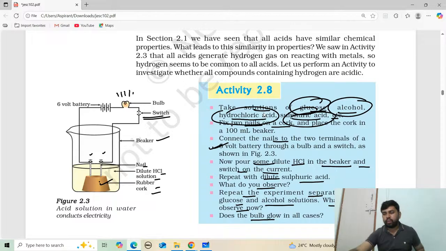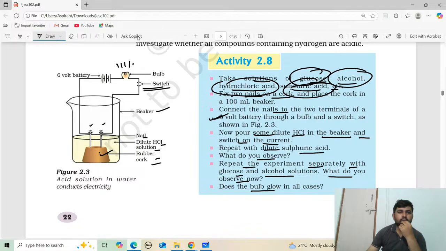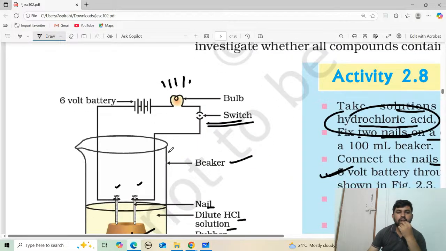This is the question. Now let me take this diagram, so try to understand here. In this activity, you should know that.